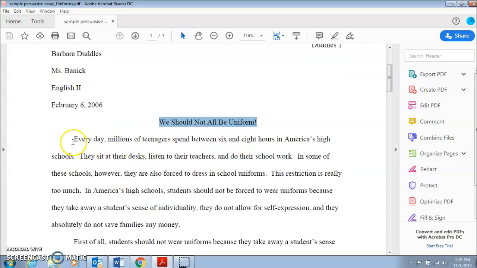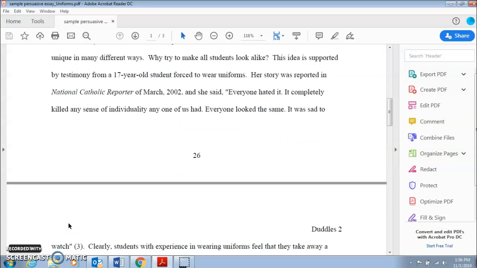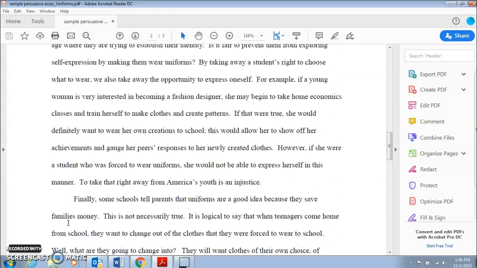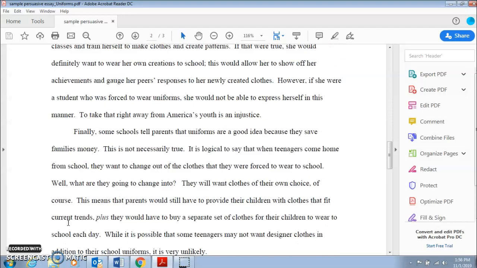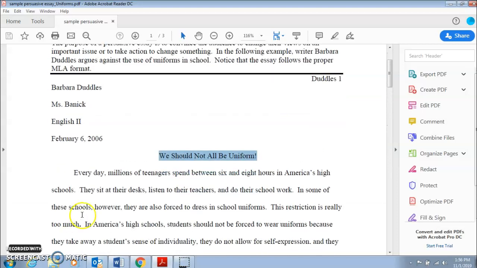I also noticed that each new body paragraph is indented as it should be. And I also can see that this paper is not centered. So the only thing that should be centered is your title, not the rest of the text.